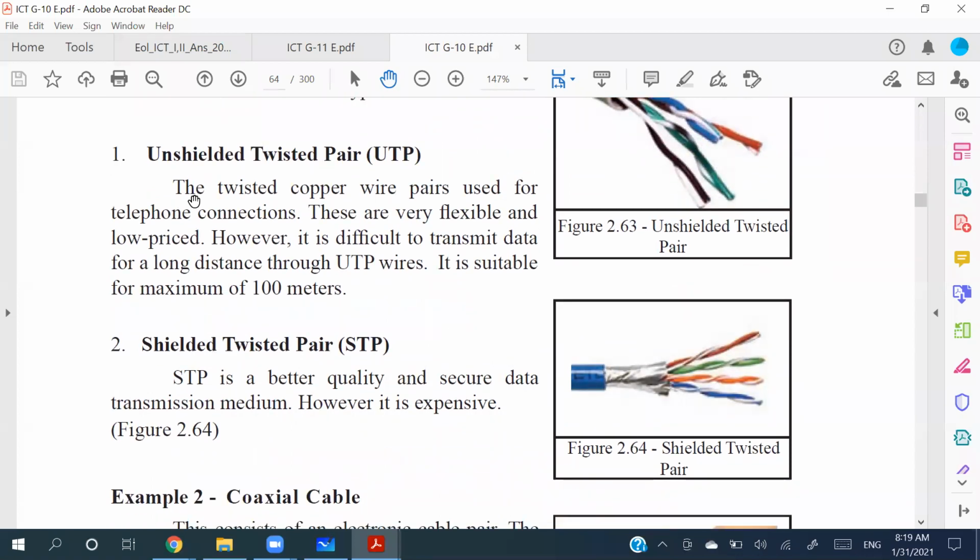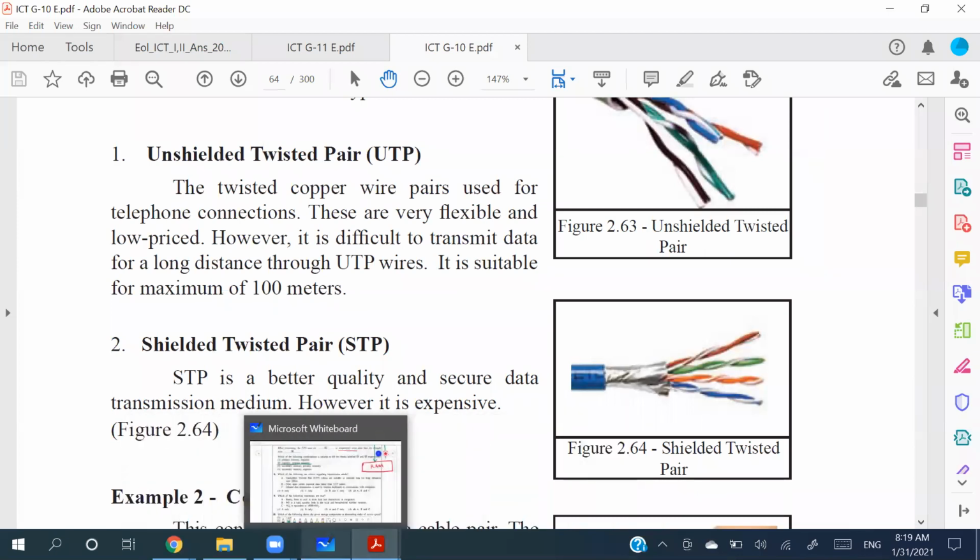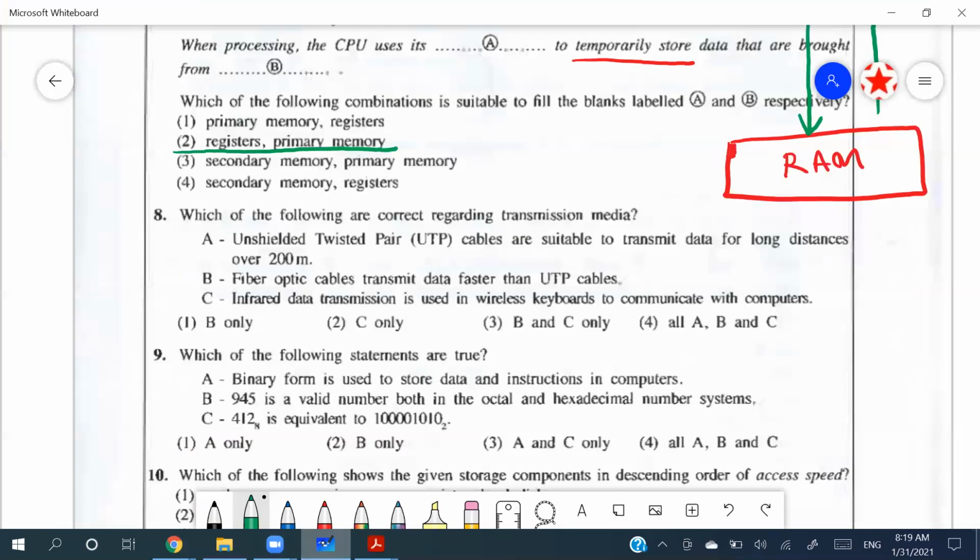Yeah, they say unshielded twisted pair, they are talking about 100 meters. It is suitable for a maximum of 100 meters, right? So, yeah, they have mentioned it. So you have to go with that. I was having doubts whether it is being mentioned or not.